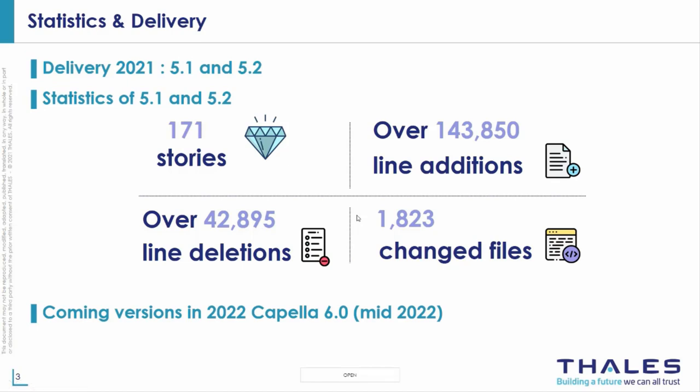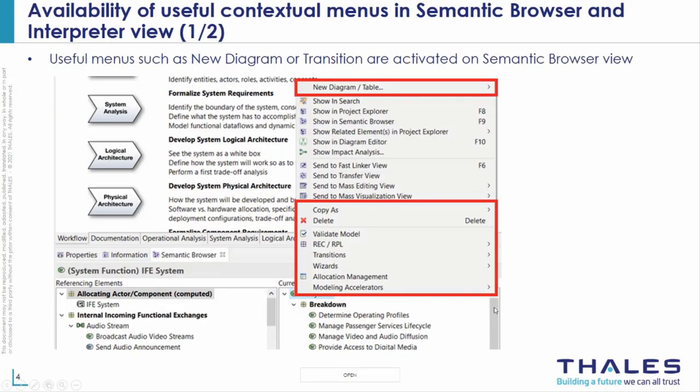Here are some statistics from the delivery of Capella in 2021. So, we delivered two versions in 2021, the 5.1 in June and recently the 5.2 in December. More than 171 stories have been realized, including bug fixes and enhancements. You can find on the slide some representative numbers in terms of changes in the Capella code repository. And for information, a major version of Capella will be released in mid-2022, Capella 6.0. So we are looking forward to delivering this new version.